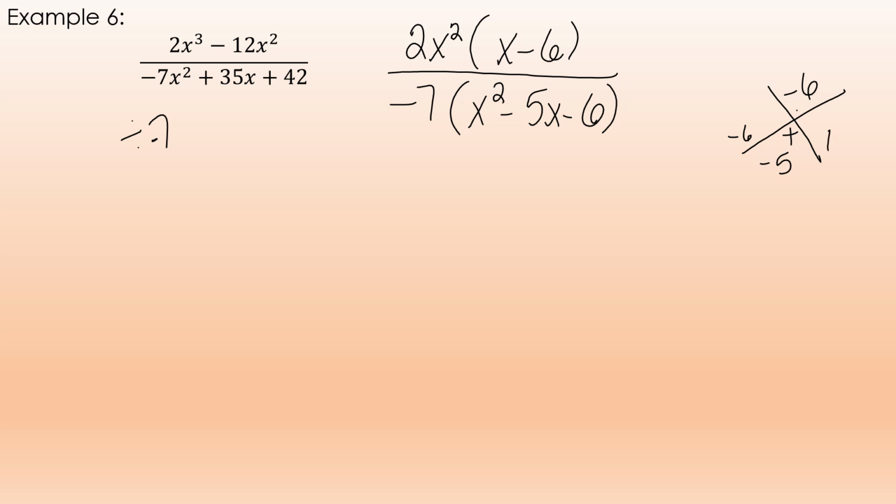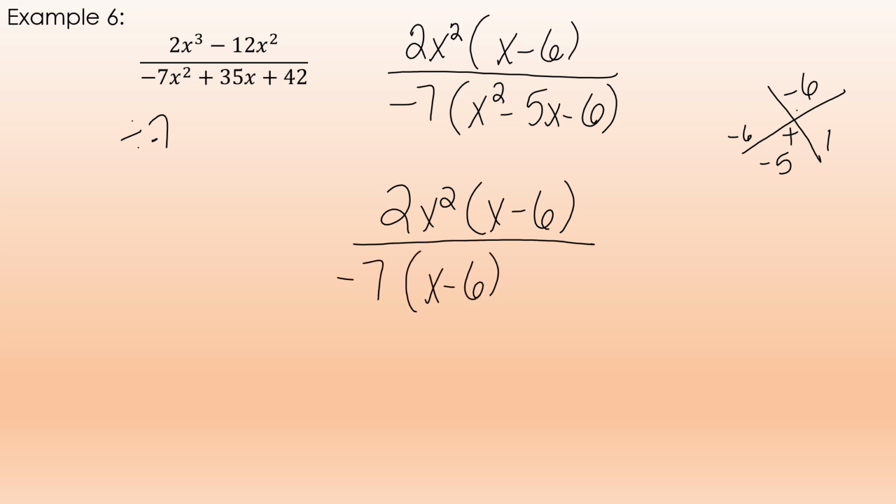I know a lot of us go to 2 and 3, but double check, don't just jump to it. Negative 2 multiplied by negative 3 gives me a positive, and 2 multiplied by 3 gives me a positive 6. So I have to have negative 6 and 1 to work. All right, get our factors all done. 2x squared in the numerator multiplied by the quantity of x minus 6. Denominator is negative 7 multiplied by the quantity of x minus 6 and x plus 1.